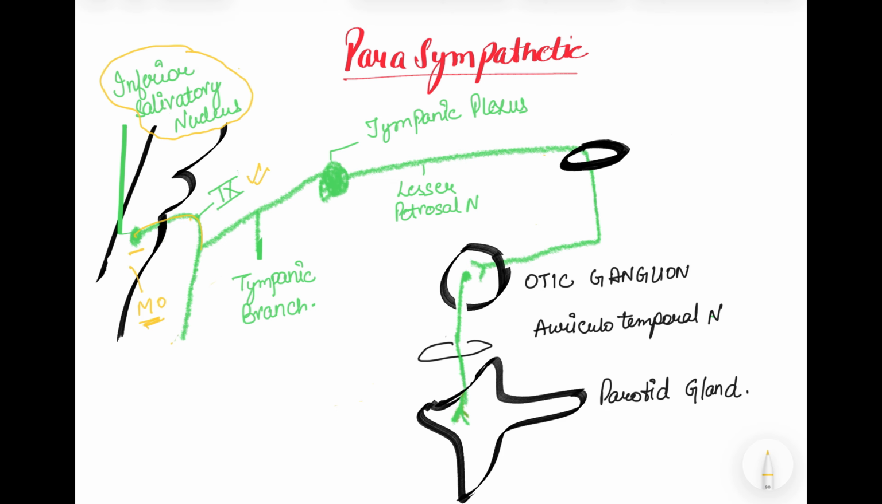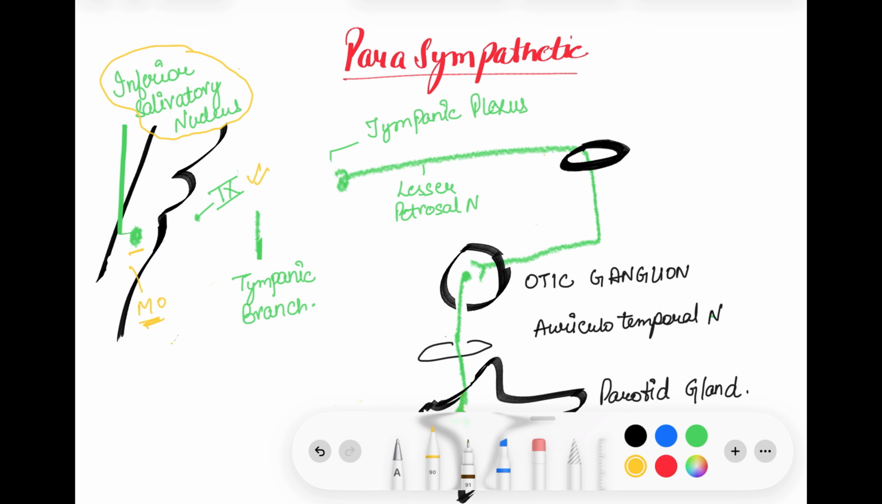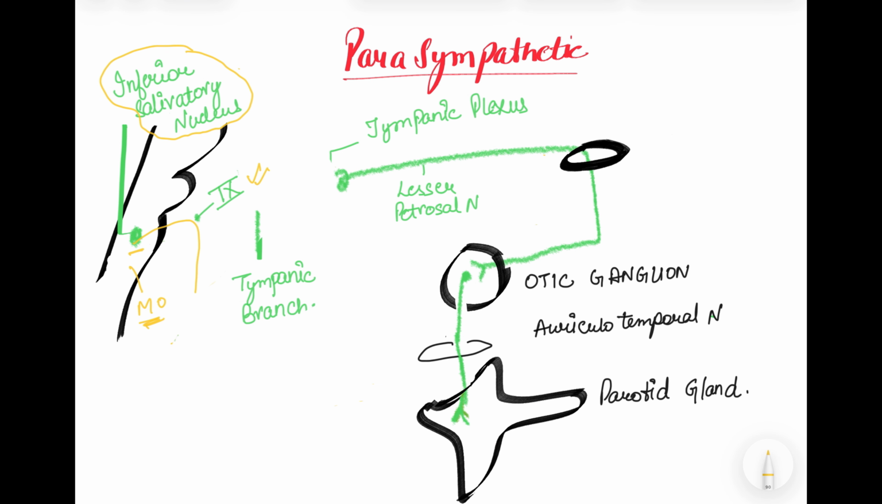So it will pass through the ninth nerve, and from there the fibers are going to enter into one of the branches of your glossopharyngeal nerve, that is your tympanic branch. So it will pass through the tympanic branch over here, and it will then reach the tympanic plexus. The fibers, after reaching the tympanic plexus, will go towards another nerve, that is your lesser petrosal nerve.